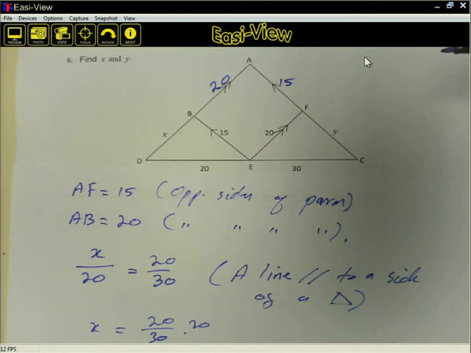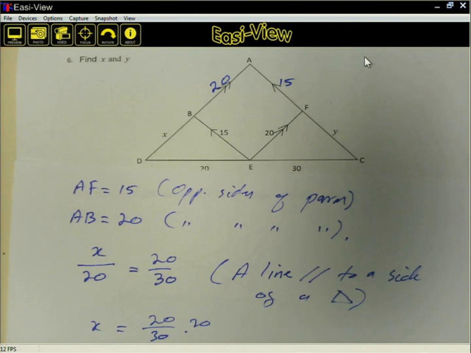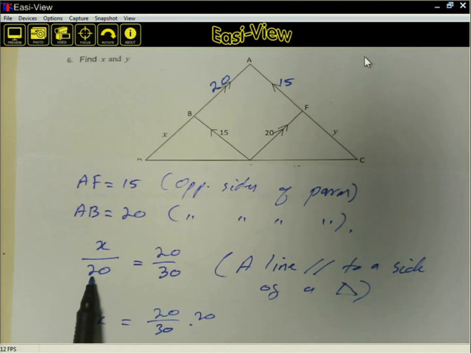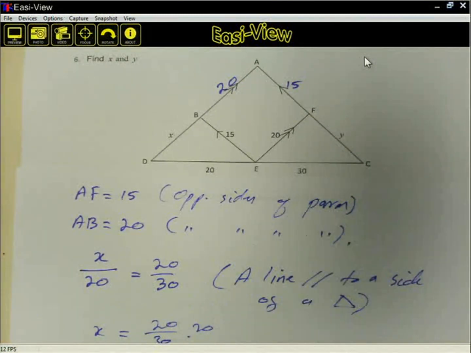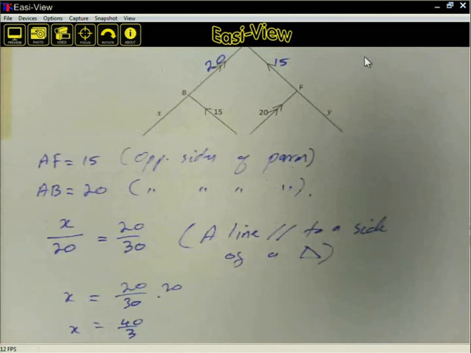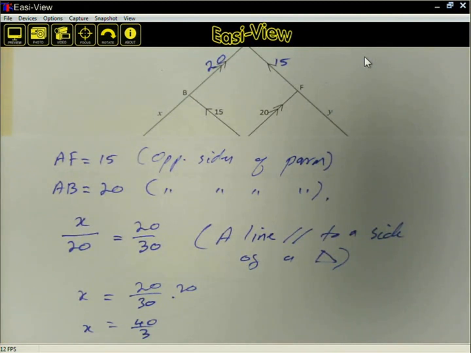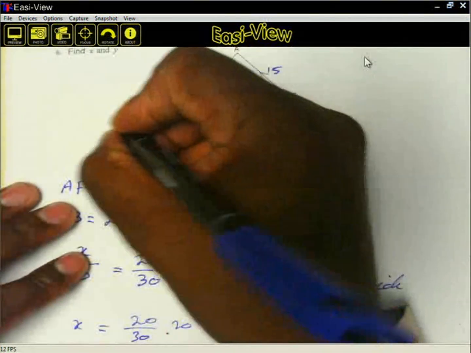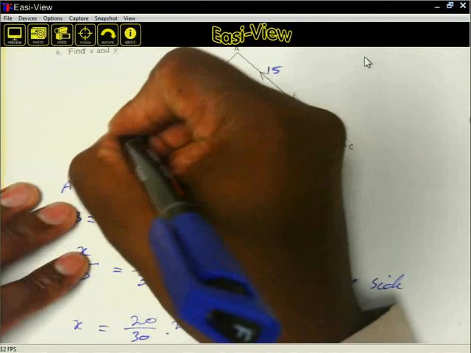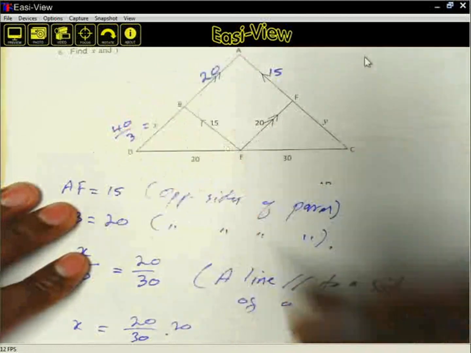Then we go to the proportionality theorem. If we go to the proportionality theorem, we set x over 20 equal to 20 over 30. X over 20 is equal to 20 over 30, a line parallel to a side of a triangle. Then you solve for x, ultimately x is equal to 40 over 3. So we've got the value of x here. Let's write it down. This x is basically equal to 40 over 3.